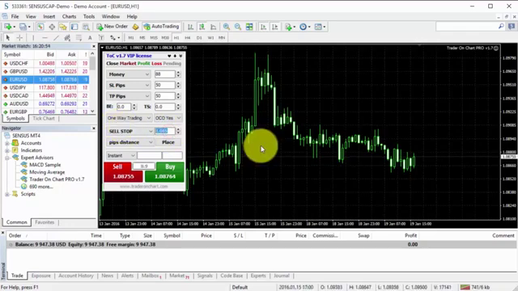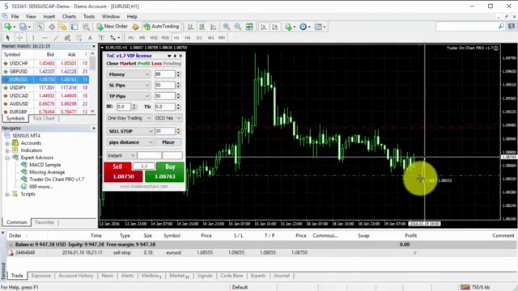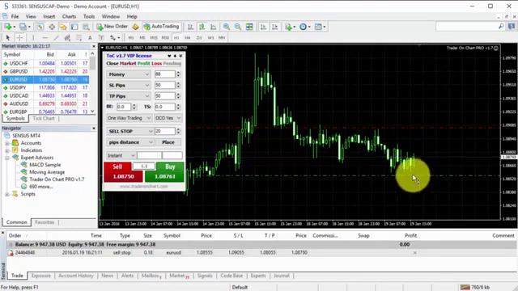So let's say I would want a sell stop order placed 20 pips, at the 20 pips distance from my current market price. So click place button, and 20 pips below it places my sell stop. Obviously it adds a stop loss and take profit as well.